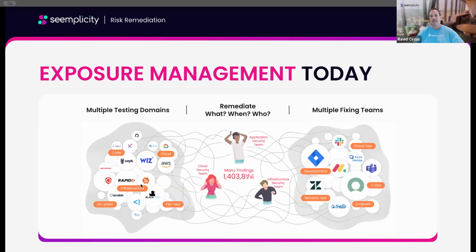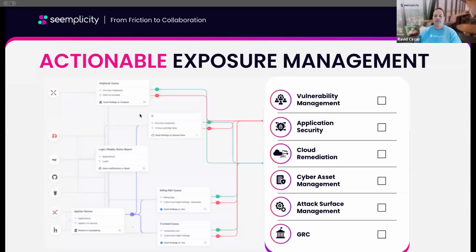So Seemplicity decided to solve this problem here in the middle and actually streamline those processes, collect the information from all those tools, but actually create automated workflows that will get those findings in the right way, with the right data, at the right time, to the people that can actually fix that. Whether it's for vulnerability management or for application security or for cloud remediation, cyber asset management, attack surface management, and so on. Taking a lot of data from many tools on one side and taking that same data and making that available to many other tools on the other side. So that's what Seemplicity is doing on a very high level.